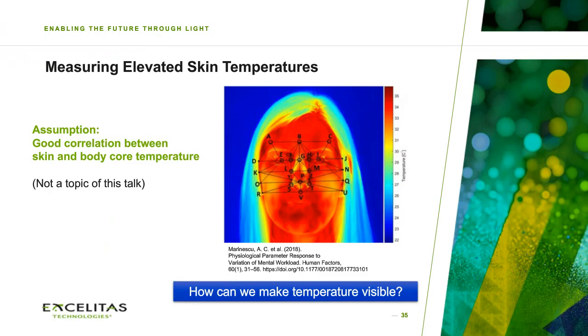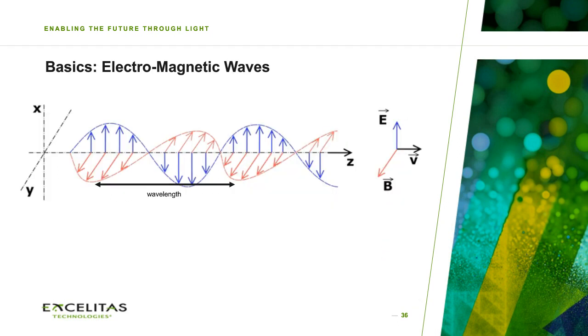Measuring elevated skin temperatures. In the following, I'm simply assuming that you have a good correlation between the skin and body core temperature, because I'm talking only about the technical stuff, not about the medical stuff. So how can we actually make the temperature of the skin visible, like in this nice picture from the forehead? I would like to jump a little bit into the basics, because those basics are important to understand when building up such a system.